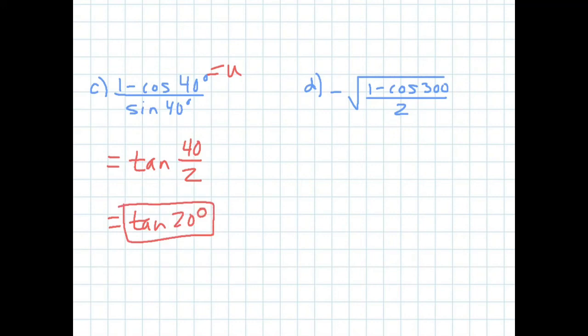Letter D, similar. So I look at negative square root of 1 minus cosine of 300 over 2. Since it has a radical, it looks like it's got to be one of the half angle ones for either sine or cosine. And since it says minus cosine of 300, looking at the half angle ones, the one that has a 1 minus a cosine u is going to be sine. So using the sine one, my u is the 300. So then simplifying that gets us a sine of 150 degrees. Okay?